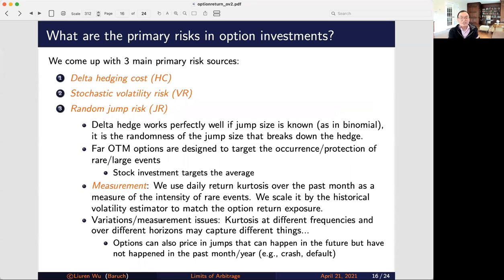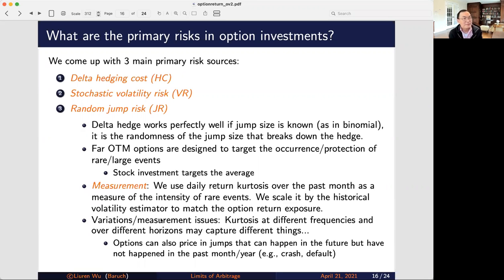And then the jump risk. Jump risk tends to be the largest concern for stock investments, or you earn the largest compensation for bearing that risk. But measuring it is not as easy. At least we find it not as easy. So I used a very simple measure. We use kurtosis of the daily stock returns over the past month.